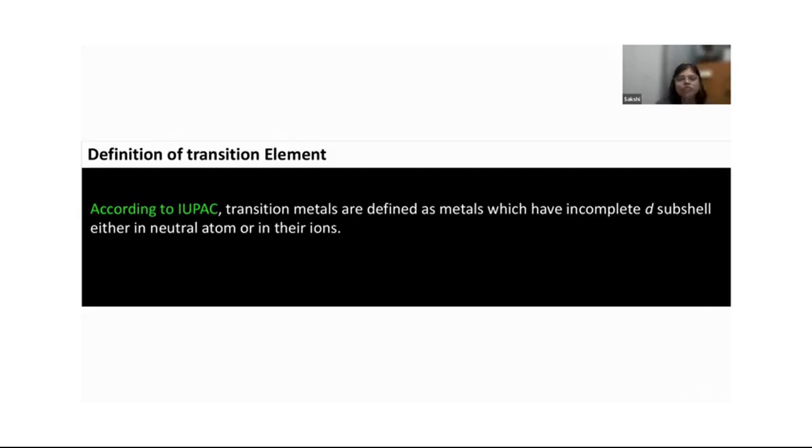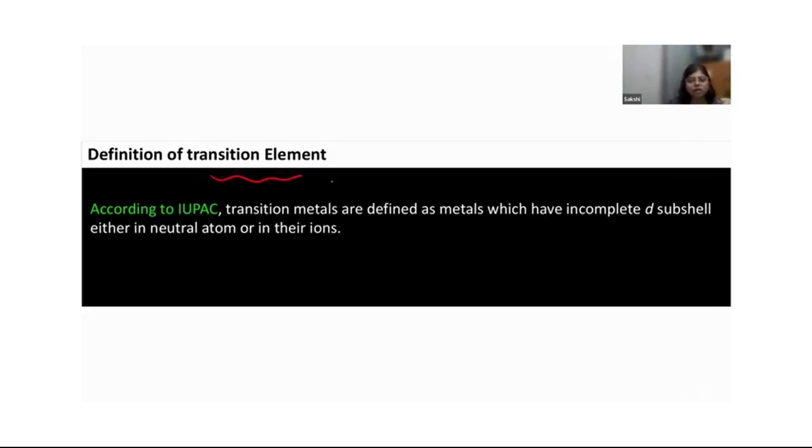So hello everyone, the next chapter that we're going to do is D and F block. That is the first chapter of inorganic chemistry in class 12th. Again, this is a very interesting chapter. So the first topic that we're going to study is: what is a transition element? What are these transition elements?